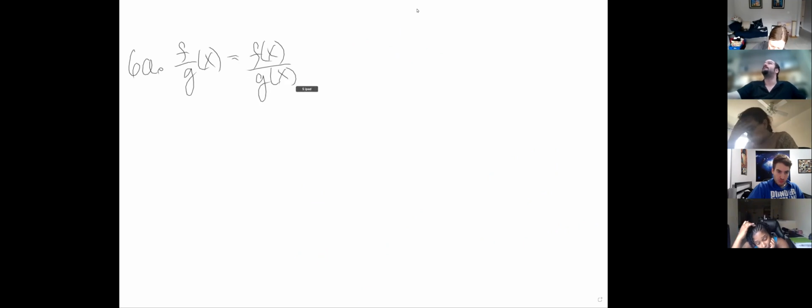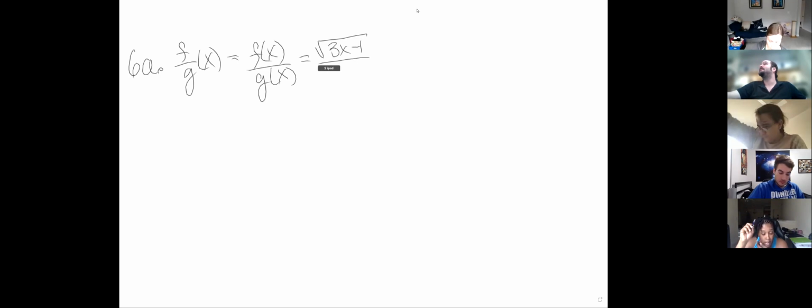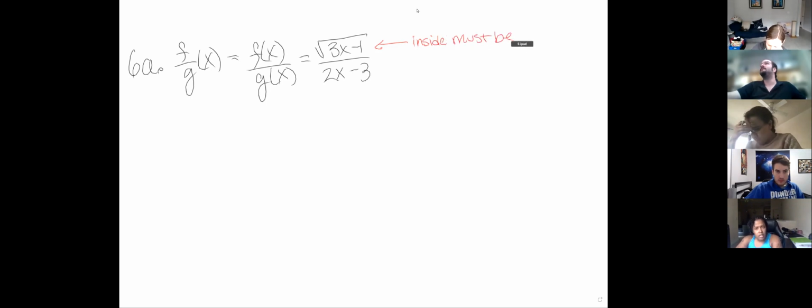Okay, I ended up putting the radical 3x minus 1 at the top, and then at the bottom I had 2x minus 3. And then the domain. To find the domain, I need to set 2x minus 3 to 0, right? You've got to do two things. The inside of the square root must be 0 or more, and the denominator cannot equal 0. So we have two things we have to consider in this problem.